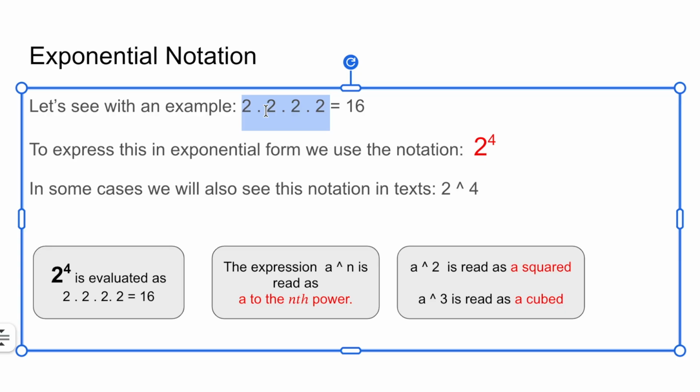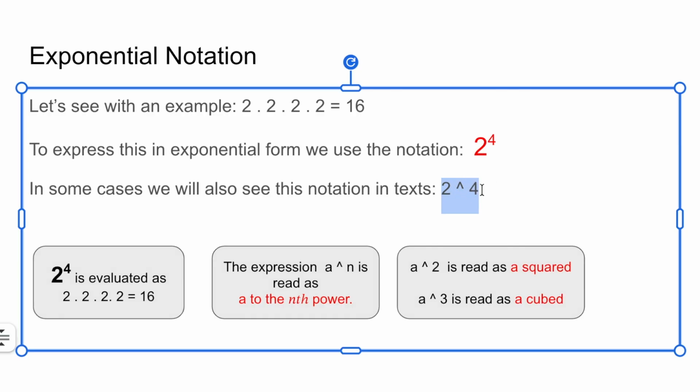2 times 2 is 4, 4 times 2 is 8, 8 times 2 is 16. That's how it becomes 2 to the 4 equals 16. Another important thing is in some texts you will see this notation. I also may be using this because in computers doing this is slightly time consuming and unnecessary. As long as we know this also means the same thing.